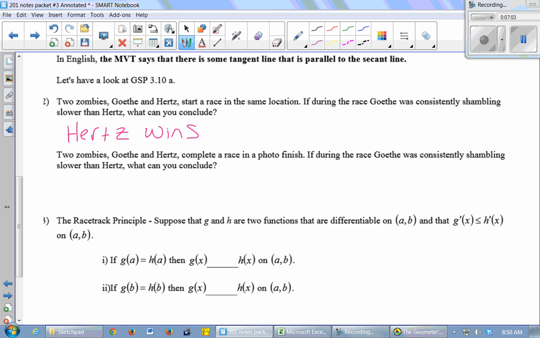Okay, let's say two zombies, Goeth and Hertz. They complete a race in a photo finish. They tie. They cross the finish line at the exact same time. If during the race, Goeth was consistently shambling slower than Hertz, what can you conclude? Goeth had a head start, right? Hertz started later. Means the whole time he was going slower. Yeah. So Hertz must have started later.